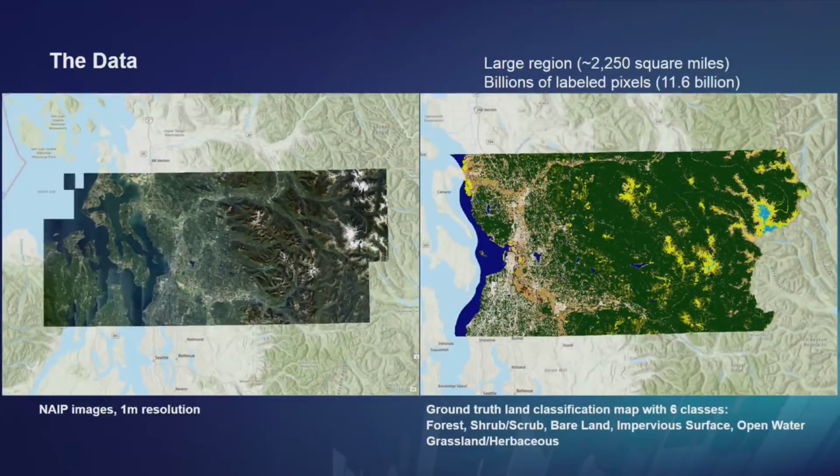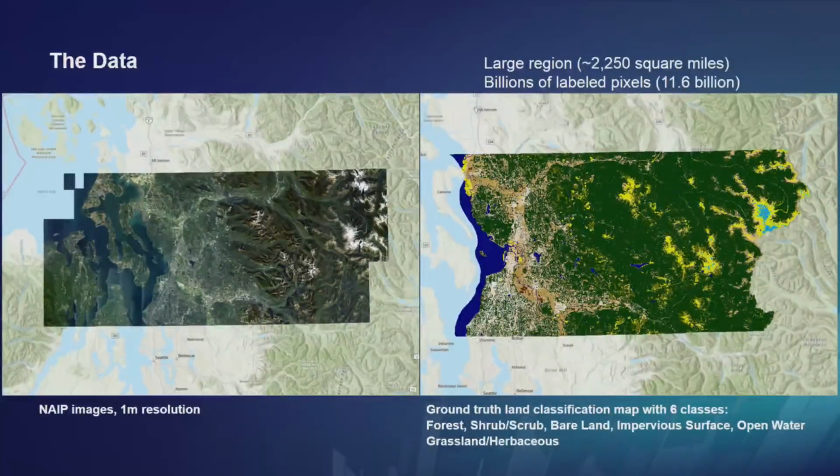The data set includes two parts. One is the imagery, which has a 1 meter resolution, and the second part is that they labeled each pixel into 6 classes, and this data set is very accurate. The 6 classes are forest, shrub, bareland, impervious surface, open water, and grassland. Every pixel is labeled, and this region is very large, about 2,250 square miles, with billions of labeled pixels.